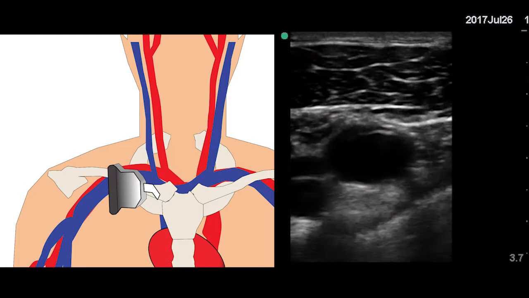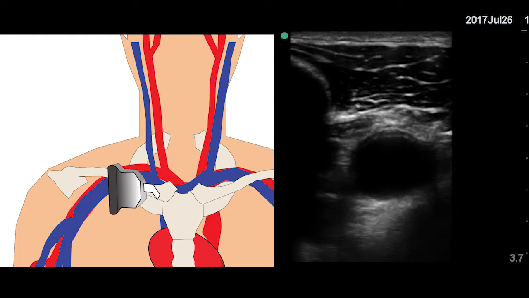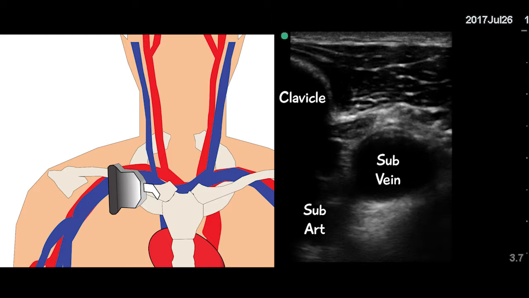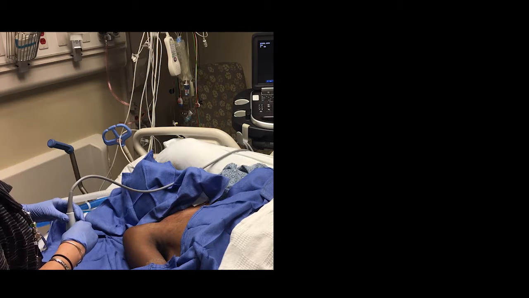As we slide the probe more medially, we can now identify the clavicle as the large hypoechoic structure superficial to the vessels. At the lateral border of the first rib, these vessels change name to the subclavian vein and artery. Let us demonstrate the same progression now with a live video representation.